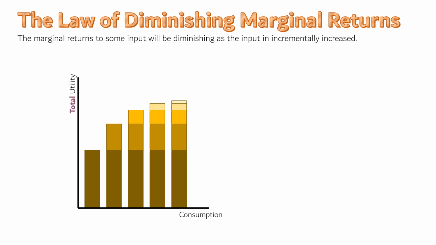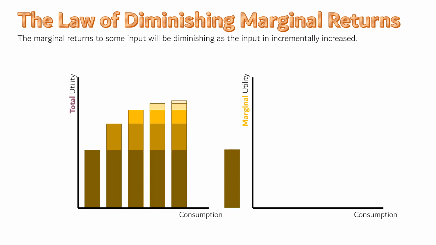It isn't that getting more speedboats is bad. You'll probably find a way to use them all, but the utility you get out of them is diminishing on the margin. Each additional speedboat gives less utility than the one before it. If we chart out this marginal utility, we see that it is diminishing, and that reflects our law of diminishing marginal returns.